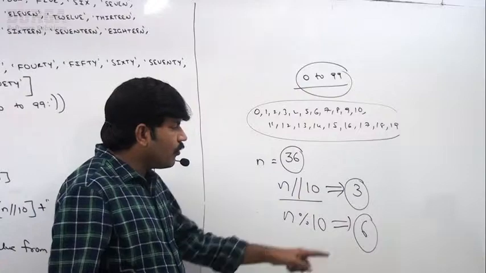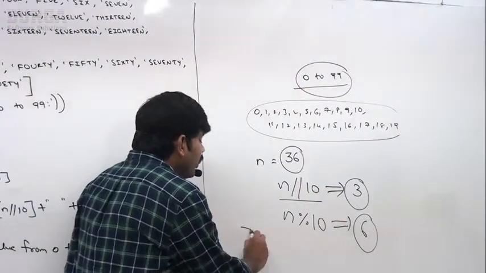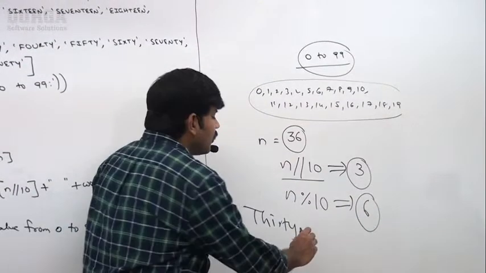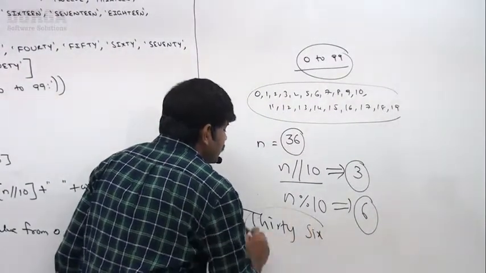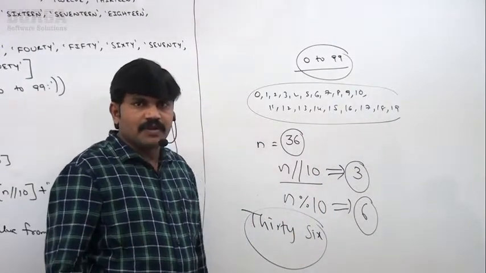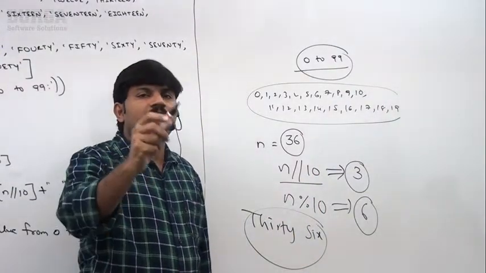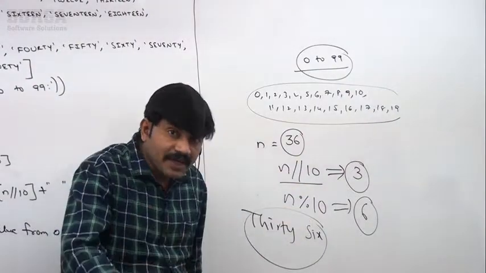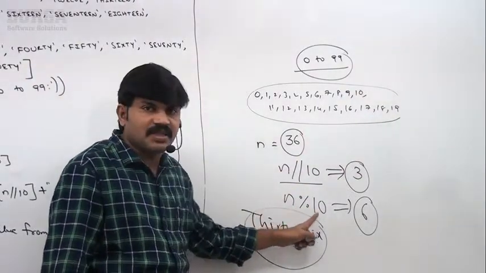Okay. Now, for this 3, we have to print 30. Next, for this 6, we have to print 6, sir. If I analyze like this, then the job is going to be completed. In your number, how many tens are there? The floor division operator we require to use. What is the remainder? Then automatically percentage 10 we have to take.